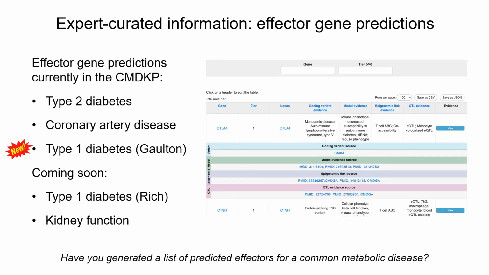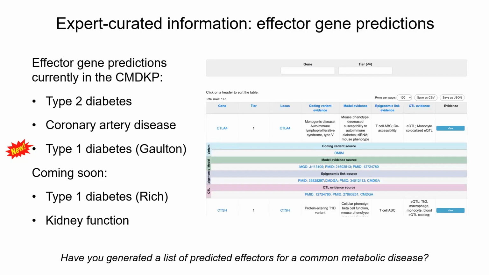You can open up each row and see the detailed evidence that is behind each prediction, and there are also links to the original sources. So this is the T1D list, and you can see there are links not only to PubMed, but also to the evidence, the epigenomic evidence in CMDGA.